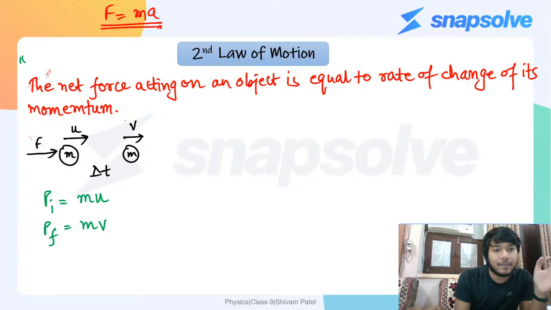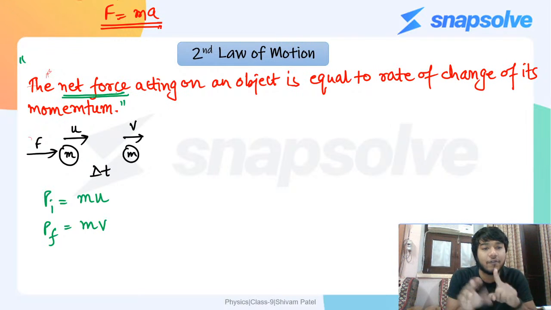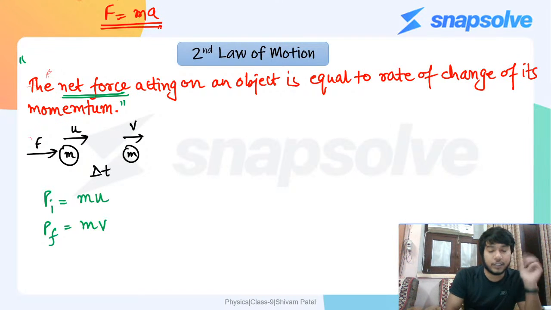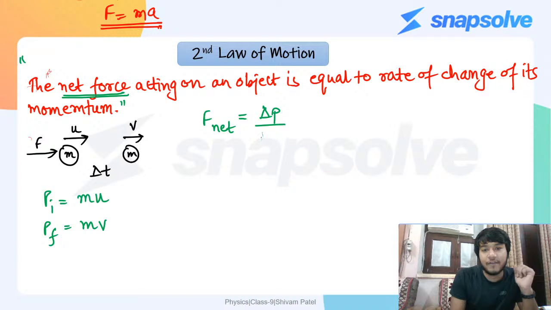So according to the statement of second law of motion, which says net force acting on an object is equal to rate of change of its momentum, right? And please remember that the net force will include the summation of all the forces. I'm talking about the vector sum of all the forces acting, right? That's why the term net force. So see how the statement will look like. We'll write F net, and this will be equal to rate of change of momentum. Now, whenever we are talking about rate of change of something, that means how much is the change happening in 1 second, right? Or we simply divide it by delta t. So change in momentum is delta p divided by delta t. This is actually the rate of change of momentum.